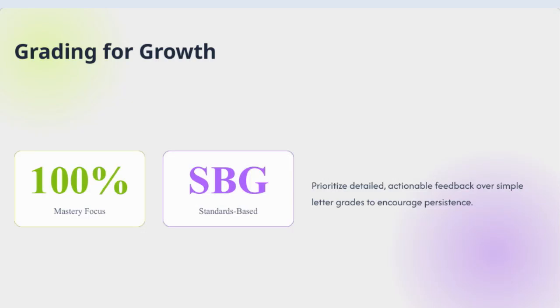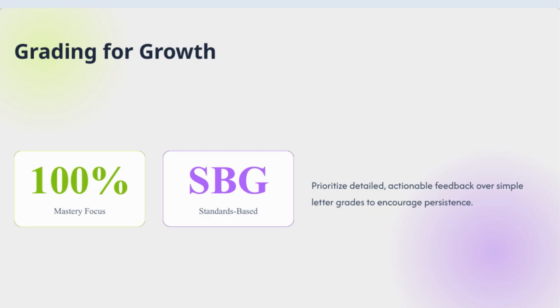Let's talk about how we can better support student growth through our feedback. Instead of just giving simple letter grades, we should focus on providing detailed, actionable feedback. This kind of feedback helps students understand exactly what they need to work on and encourages them to persist and improve. It shifts the focus from just the final grade to their learning process. This approach aligns perfectly with standards-based grading, or SBG, which emphasizes mastery of skills over time.